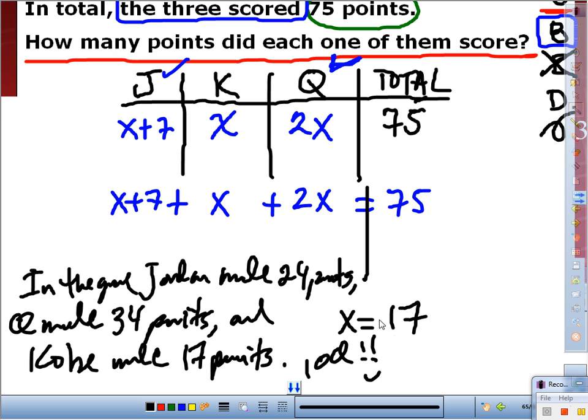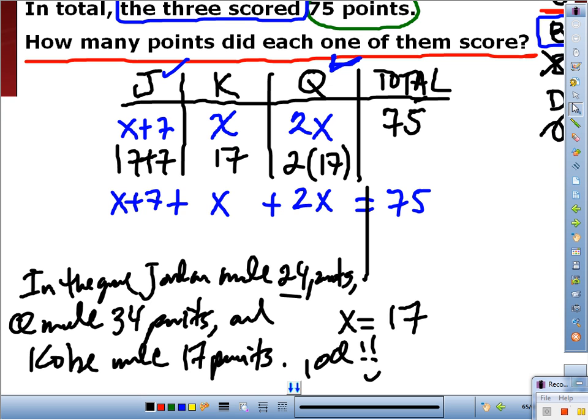You're saying, how did that happen? Well, who's X? Kobe. What is Jordan? 17 plus 7, which is 24. And what is Q? 2 times 17, that is 34. You good? Yes.